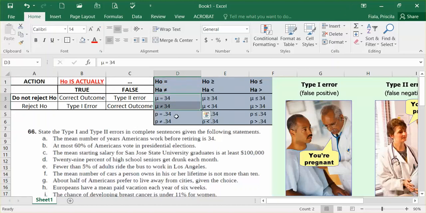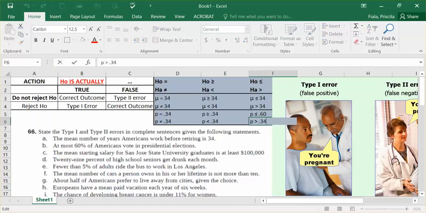Okay, I put proportion here. If you are being presented with a percentage, in this case 60%, but I still used 34. Let's say they say that at most 60% of Americans vote in presidential elections. At most, no more. So less than 60, but including 60. So less than or equal to 60. You would be using this one. So it's a proportion because it's a percentage. So actually you would be using this statement right here.